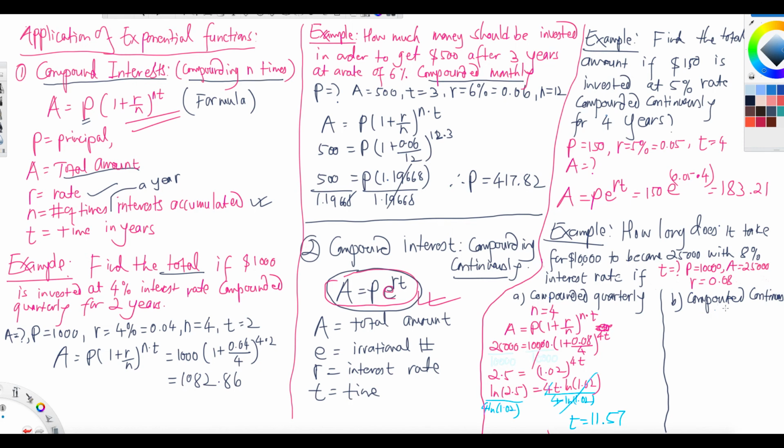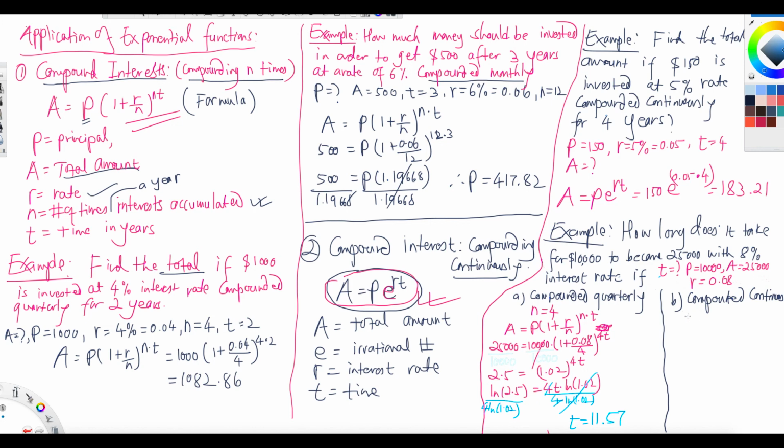Okay, but if you compound the same problem continuously, compounding every second or every day, in that case it should take a shorter time to reach that amount, right? Because here you are compounding only 4 times a year, but there you are compounding continuously. So in that case, just use the formula.